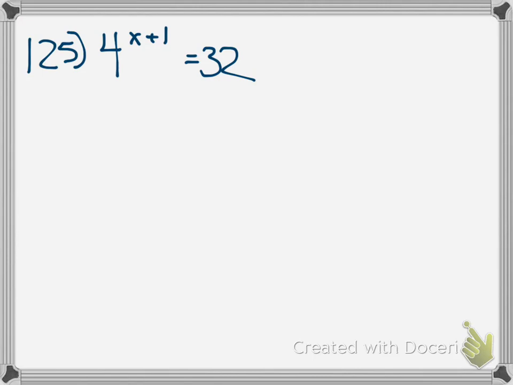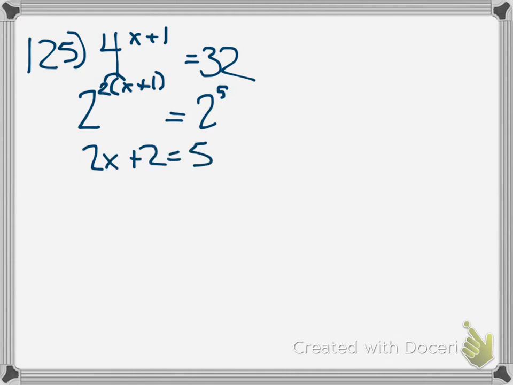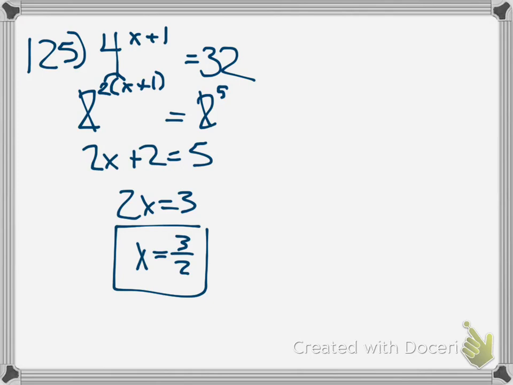But anyways, for number 125, 4 to the x plus 1 equals 32. Again, you could look at your powers table and you would see that 4 is 2 squared, and we still have the x plus 1. Notice that I put that in parentheses. And 32 is 2 to the 5th. So that allows me to drop the 2s and say 2 times x plus 1 equals 5. 2 times x is 2x, 2 times 1 is 2. Notice how I've dropped the bases. And then I can subtract to get 2x is equal to 3, and then divide to get x is equal to 3 halves. And there you go for that one.